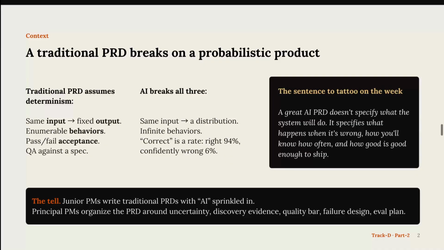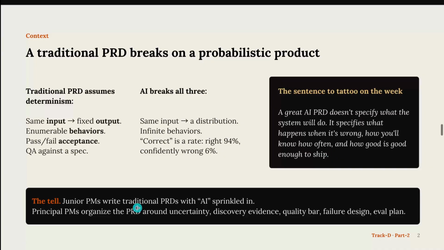The one sentence that we can put on our walls is that a great AI PRD doesn't specify what the system will do. It specifies what happens when it goes wrong. We are targeting this 6%. And how we will know very often that good is good enough to ship, that fine, thin line is what we need to identify.